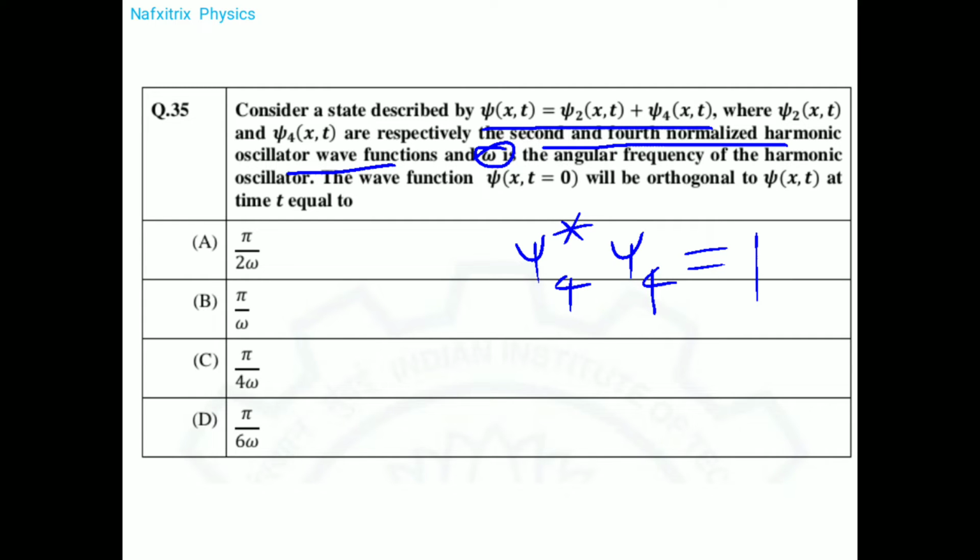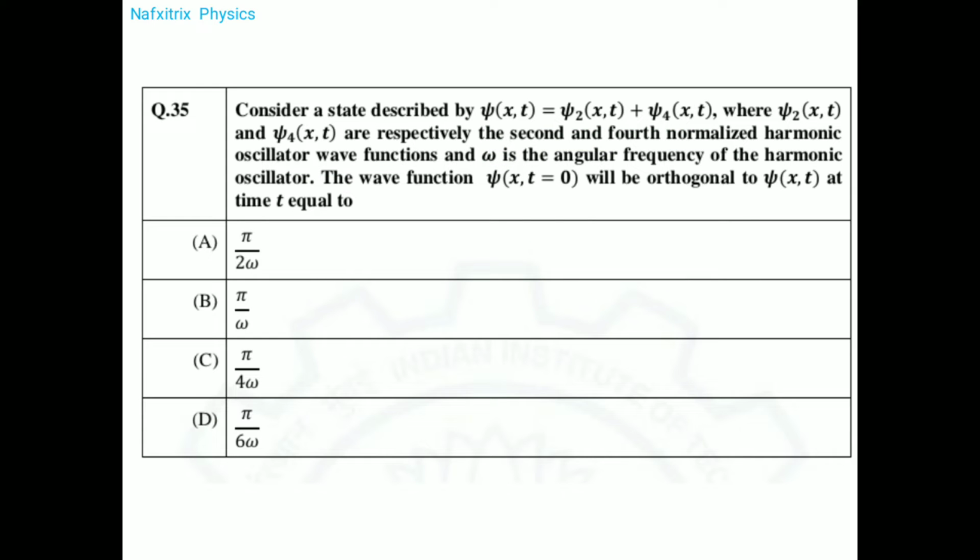The wave function xi of x comma t equals 0 will be orthogonal to xi of x comma t at time t equal to what? So finally, what we need to find out is: this is the wave function at time t equals 0, and this is the wave function at a certain time t. So we need to find when this wave function is orthogonal to this wave function.